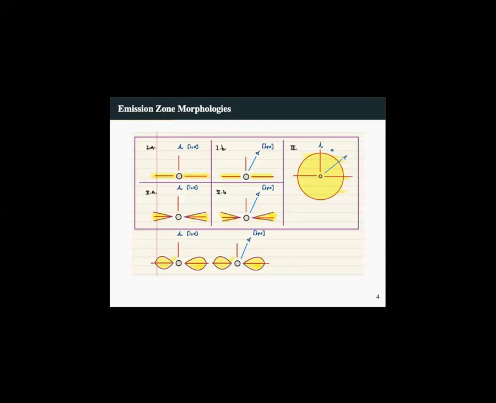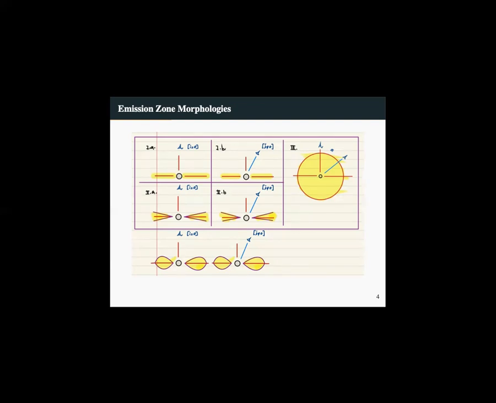So what I mean is just this. This cartoon just shows the different emission zone morphologies that I'm going to be looking at. This one is just a thin disk viewed face on. This is a thin disk viewed from an inclination. This is what I'm calling a geometrically thick disk. So it's a very simple toy model.